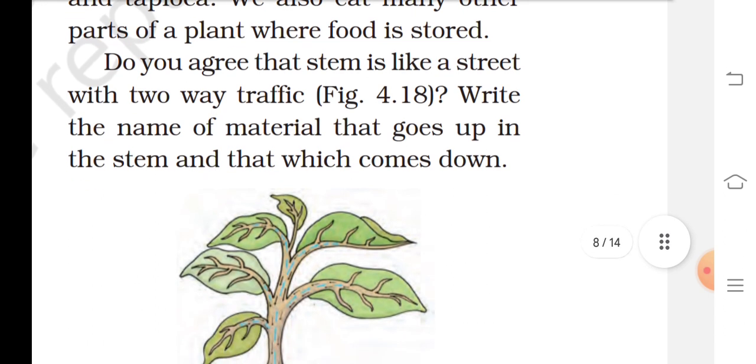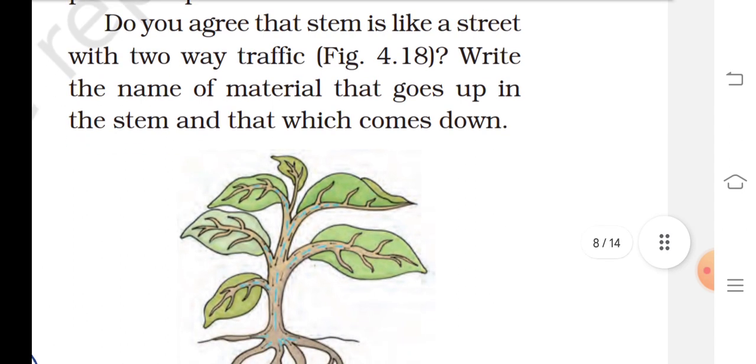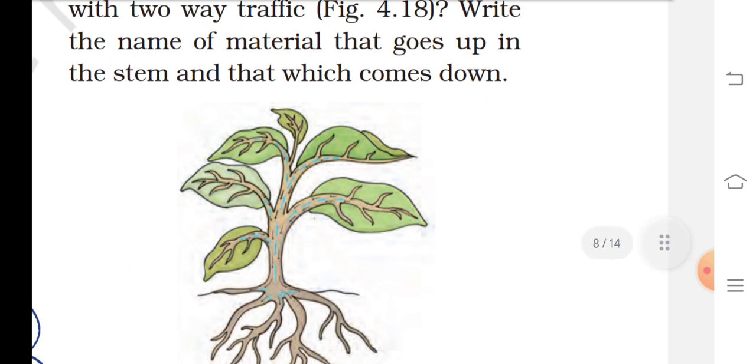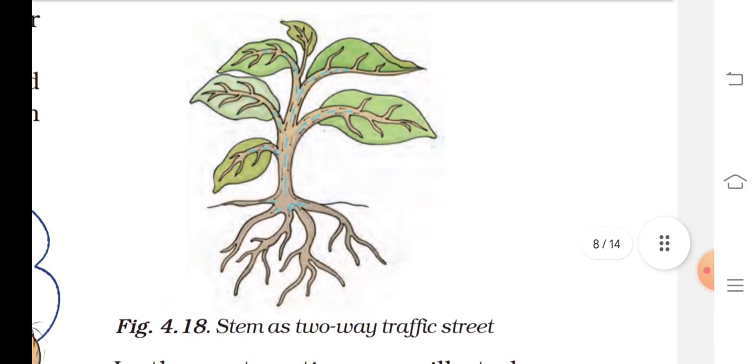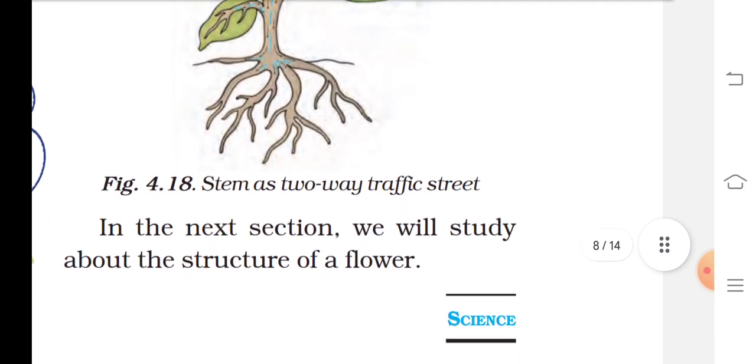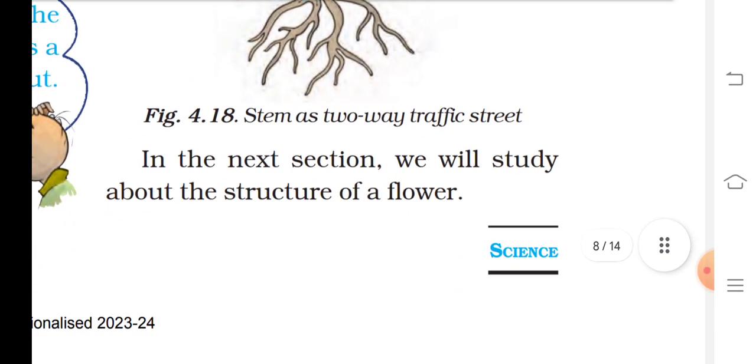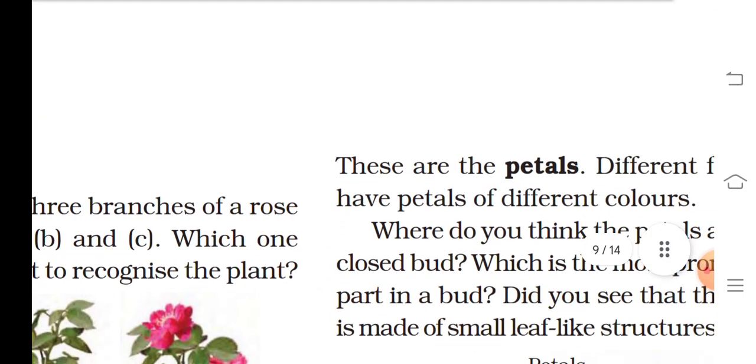Do you agree that the stem is like a street with two-way traffic? Write the names of materials that go up in the stem and those which come down. Stems and two-way traffic street. In the next sections, we will study the structure of flowers.